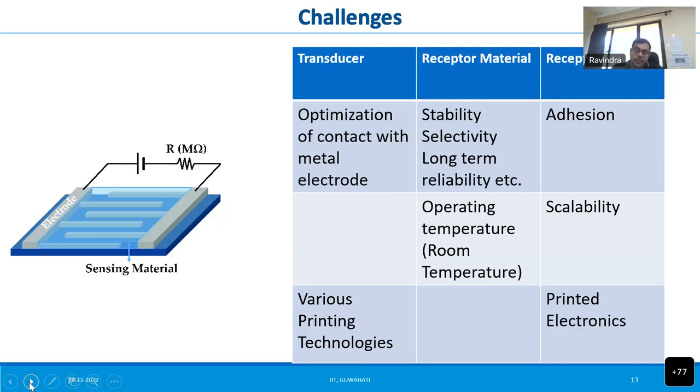Stability in the case of metal oxide based sensors: if you go to very high temperature, they will degrade. We have seen that in TGA and other things.